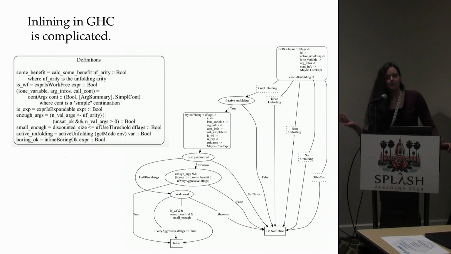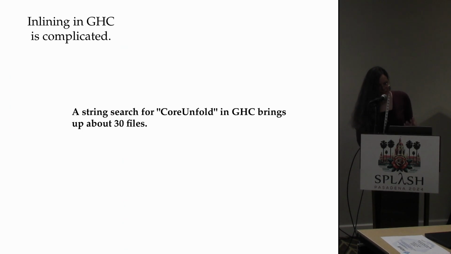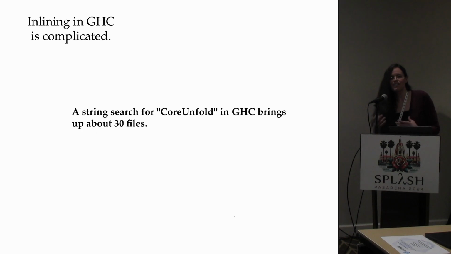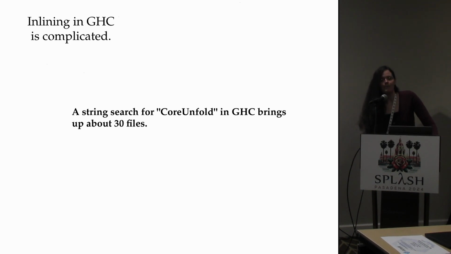I'm not going to bother explaining this because, as aforementioned, it's complicated. And to further explain that, if you do a string search for the word core unfold in GHC, where core unfold is basically just another name for a potential inlining candidate, then we get about 30 files that come up, which basically means that what goes into making that decision is scattered throughout the compiler.